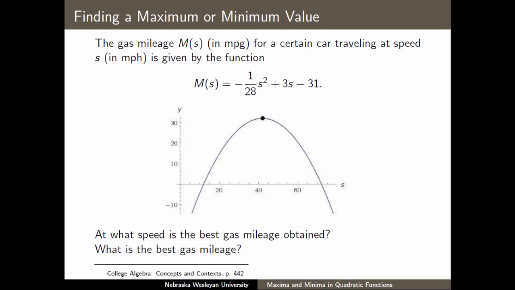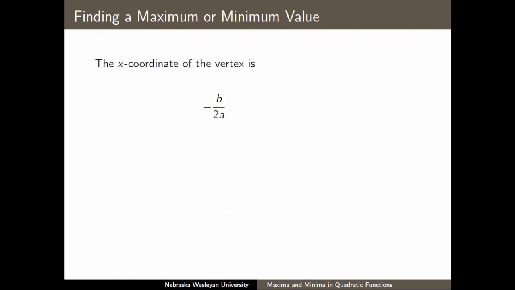At what speed is the best gas mileage obtained? And what is that gas mileage? Determining the coordinates of that vertex answers both of these questions. The x-coordinate of the vertex is negative b over 2a. We have to refer to our general form to see that b is 3 and a is negative 1 over 28. All of that reduces down to 42. So the speed that we should be driving to get the best gas mileage is 42 miles per hour.